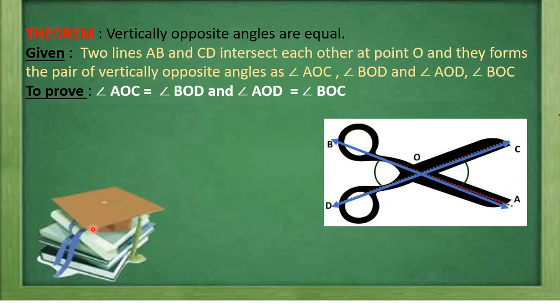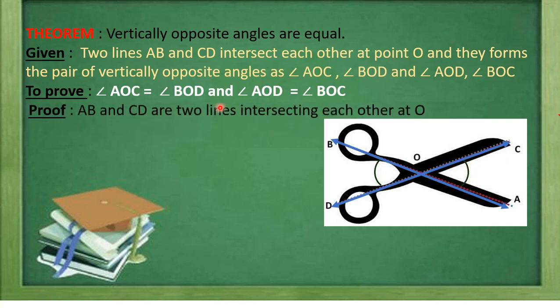So for proving this we have to note down what is given. Here it is given AB and CD are two lines intersecting each other at point O, and they form the pairs of vertically opposite angles as angle AOC and angle BOD, angle BOC and angle AOD, and we have to prove these two angles are equal. That means these two pairs of vertically opposite angles are equal.